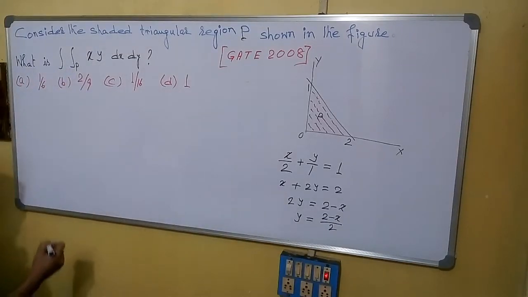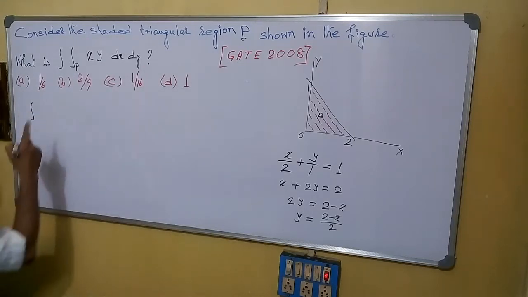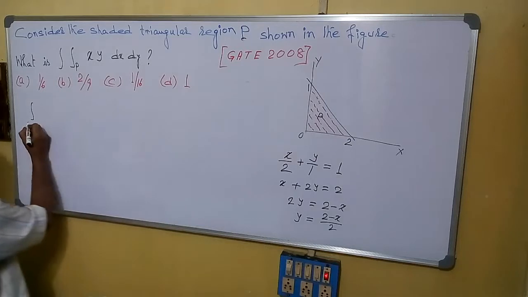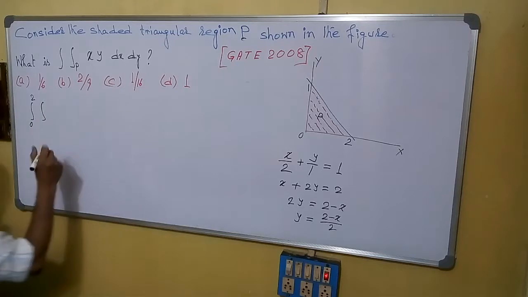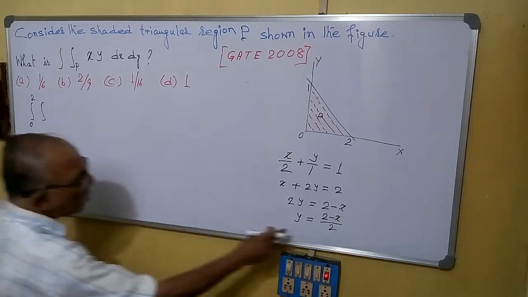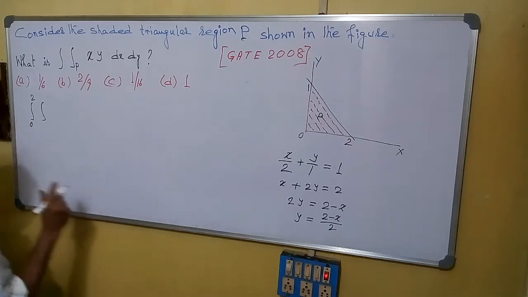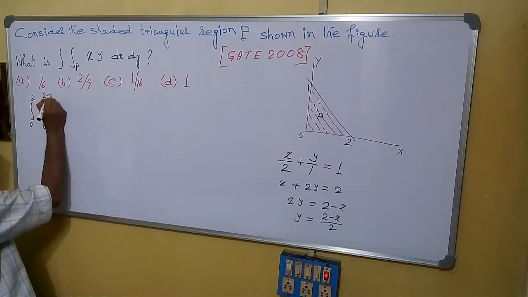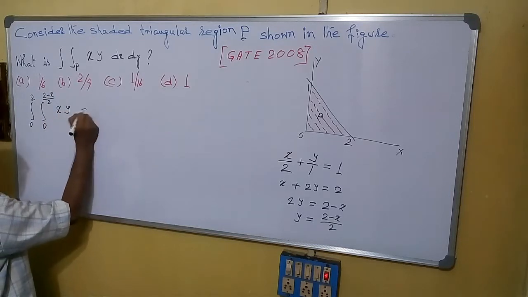Now this integral we can do it as integral of, suppose for x we are finding it is from 0 to 2, and here for y it will be y equals 0 to (2 minus x) by 2, of xy dx dy.